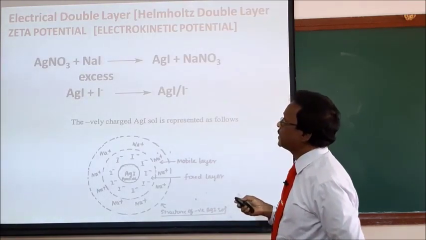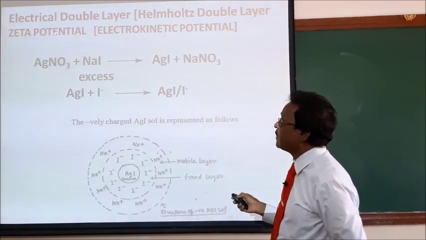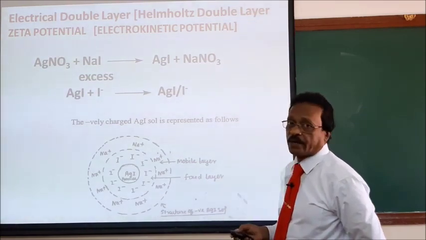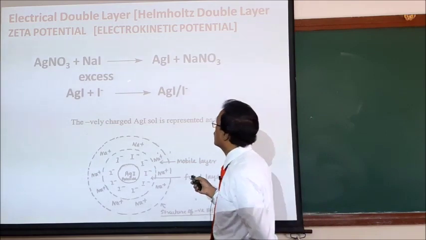One more simple thing: what is zeta potential? You have to explain what zeta potential is. This is the potential that develops due to the electrical double layer. So what is the electrical double layer? How does it develop? Let me take the simple example of AgI.